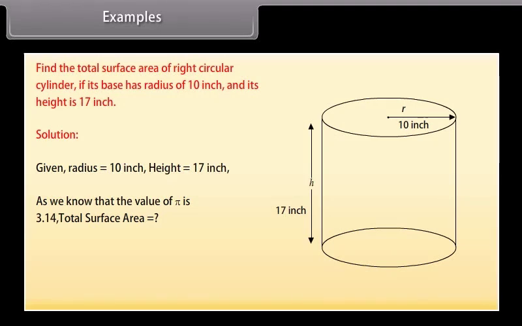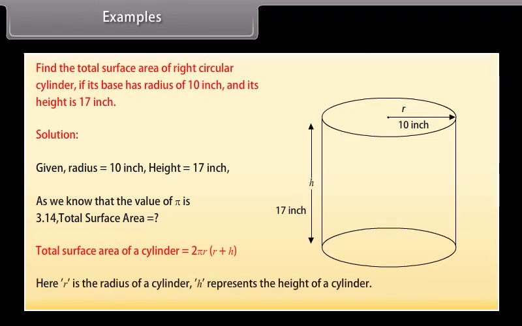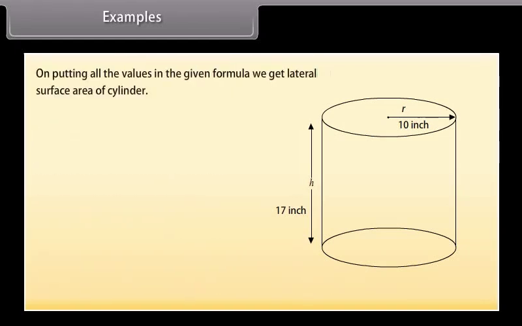We know that the formula for finding the total surface area of a cylinder is given by total surface area of a cylinder is equal to 2 pi r into r plus h. Here r is the radius of the cylinder and h represents the height of the cylinder. On putting all the values in the given formula, we get the total surface area of a cylinder is equal to 2 pi r into r plus h.